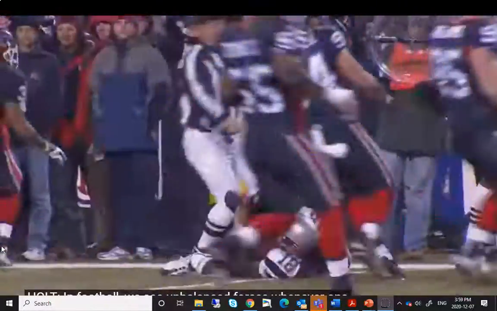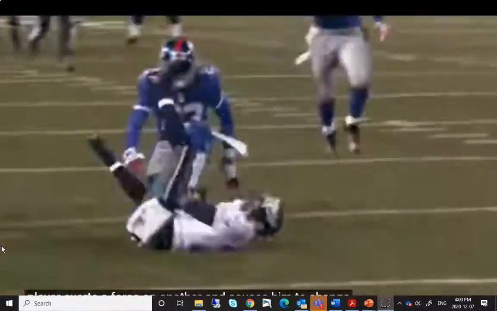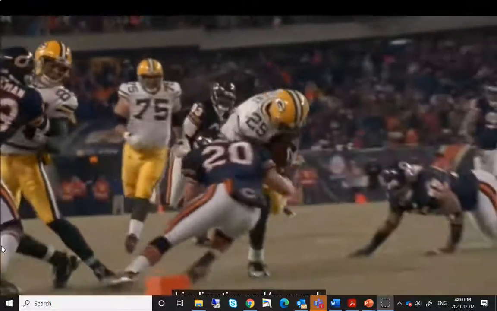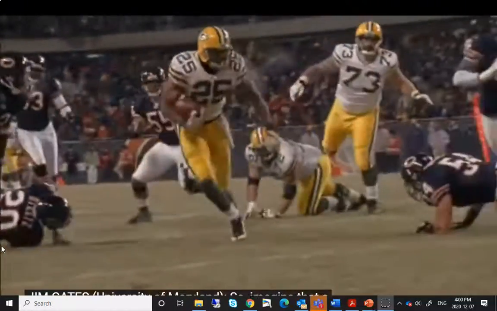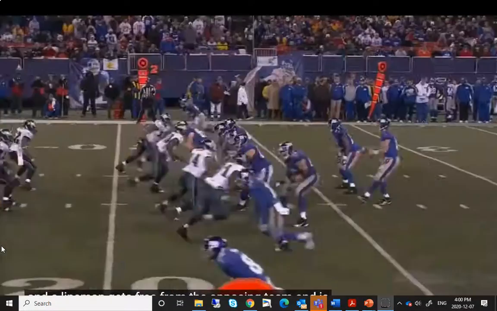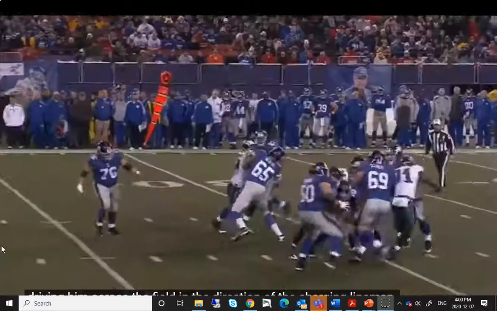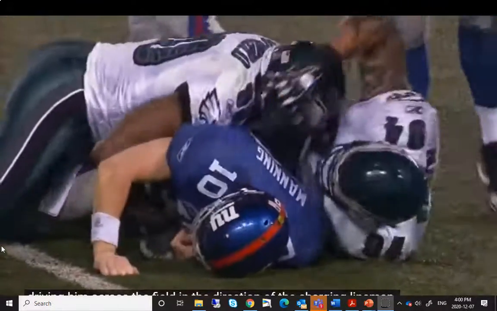In football, we see unbalanced forces whenever one player exerts a force on another and causes him to change his direction and/or speed. So imagine that a quarterback is just taking a snap from the center, and a lineman gets free from the opposing team, coming from the other side, and when they collide, you can see an unbalanced force acting on the quarterback, driving him across the field in the direction of the charging lineman. That's about as unbalanced as it gets.